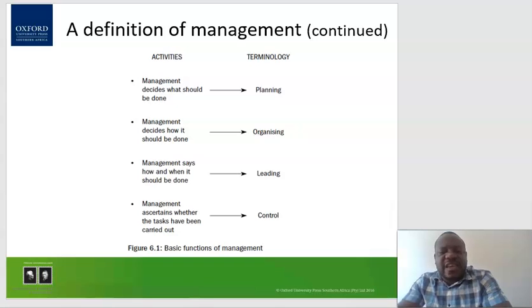They also say how and when it should be done. So they also lead. Managers also lead. So leading is also part of the management tasks. Management ascertains whether the tasks have been carried out as they were supposed to be carried out, and that is controlling, where you actually compare the actual performance with the set standards or with the planned performance.